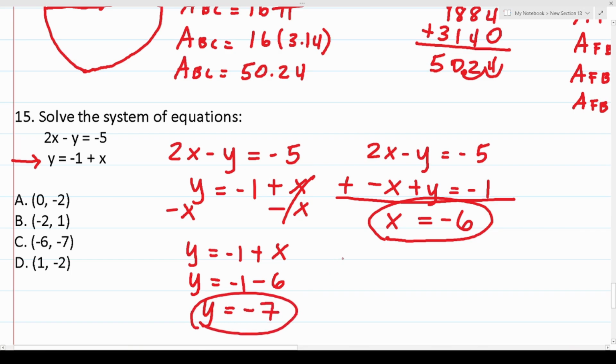Okay, so we know the solution to this system of equations is negative 6, negative 7. If we write that as an ordered pair, it's going to be negative 6, negative 7, which is going to be C. Okay, so that's that one.